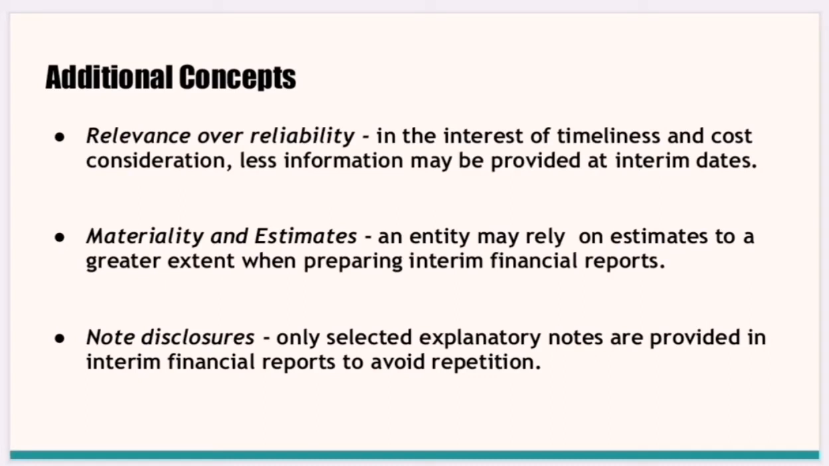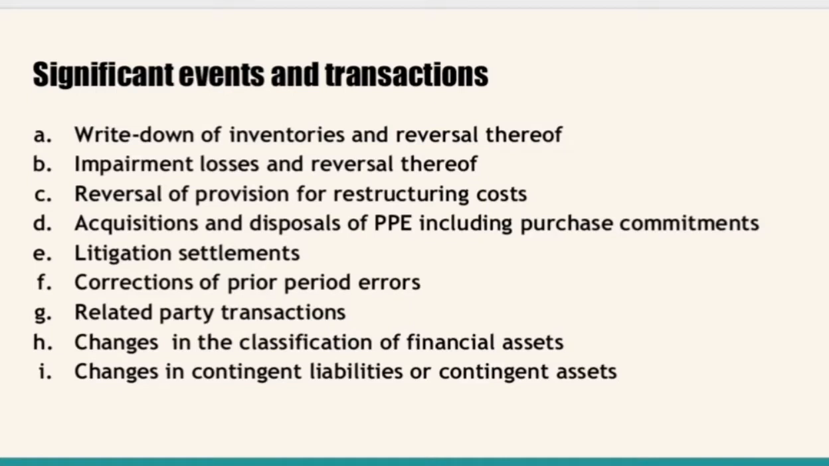First one is relevance over reliability. It is understandable that interim report is produced to provide updates to financial statements of an entity. Thus, this concept clearly reminds us that only those relevant information or events are needed when making an interim financial report. The second concept is materiality in estimates, wherein in making an interim report, most of the time, estimates are usually used because some of the data or events are being forecasted, meaning we have to abruptly put an estimated value yet reliable. Lastly, note disclosures or those selected explanatory notes provided in interim financial reports should not be repeated in the process of making financial statements.